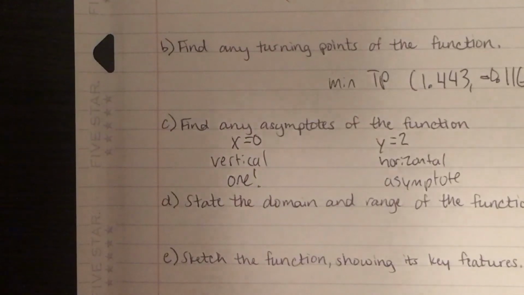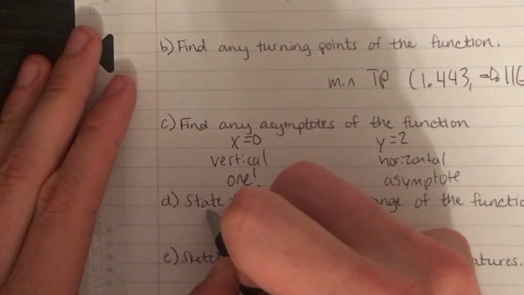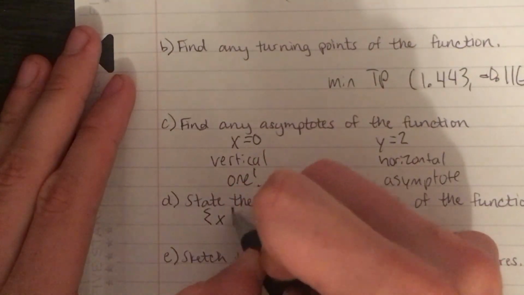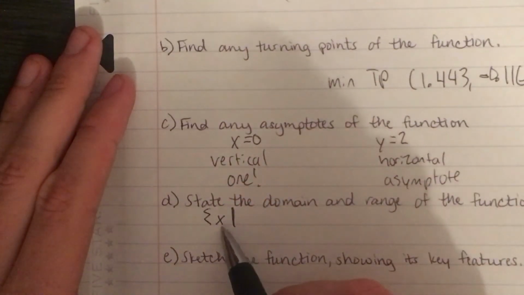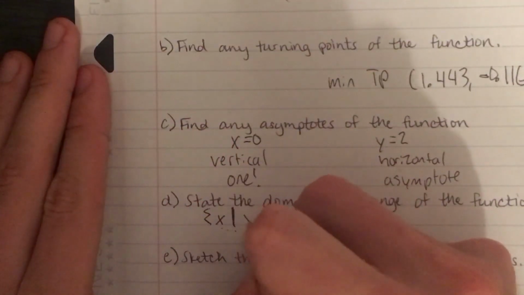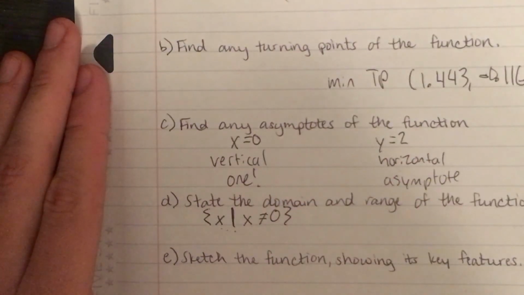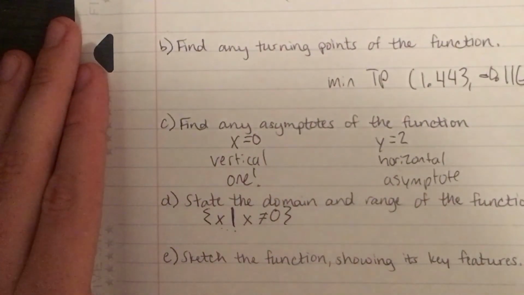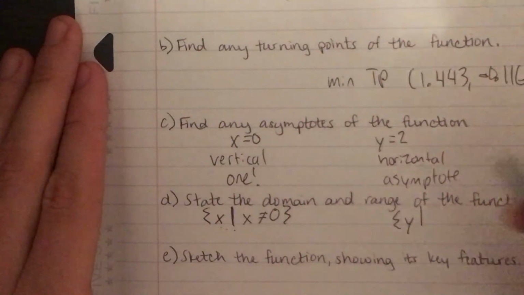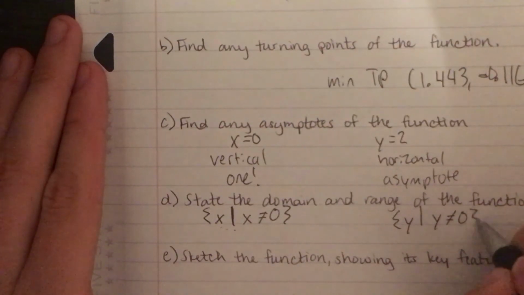So when we write those, I'm only going to use set builder here, because this is going to be a lot easier for me to write. So x such that x cannot be 0. It doesn't cross 0 here. And for y, we're going to say y such that y cannot be -2.